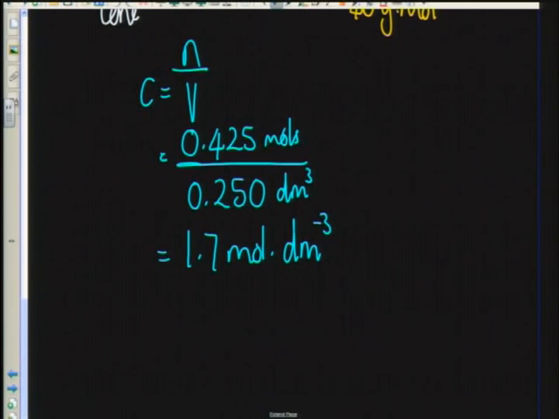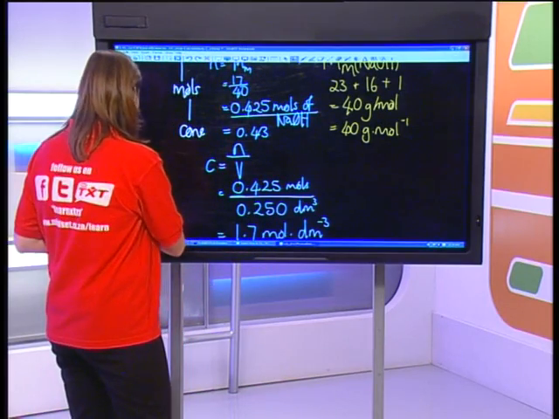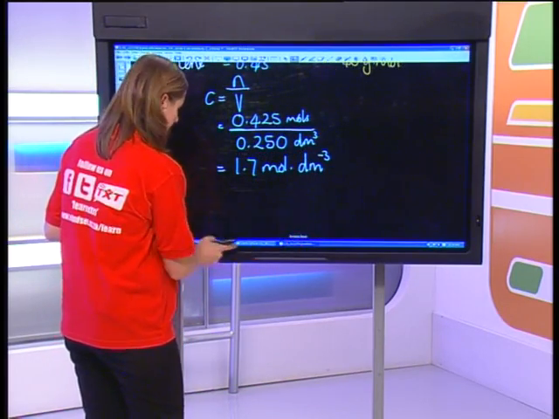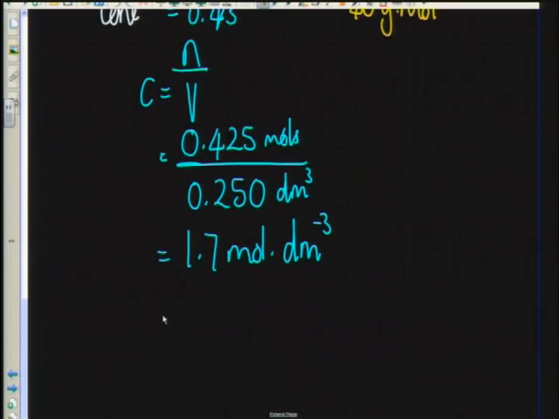Now, just a thought here. You might have rounded off your answer at this point, and that's absolutely fine. So we could have rounded off to 0.43 to 2 decimal places moles. That's absolutely fine. And if we had done that, going across to my calculator, let's just do 0.43 divided by 0.25, and you're going to get a very similar answer. Okay. What was it? 1.72 moles per decimeter cubed. Okay. Very helpful to always write down your answer and work with that.